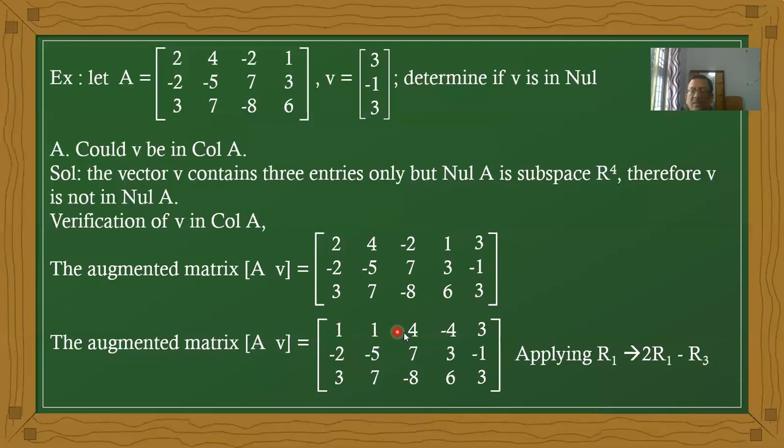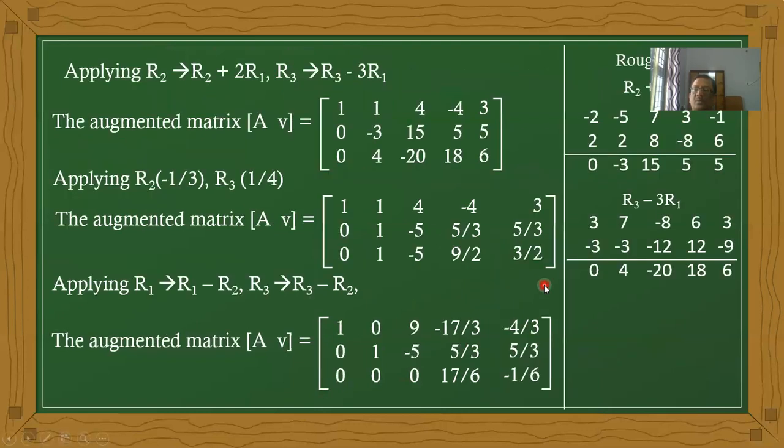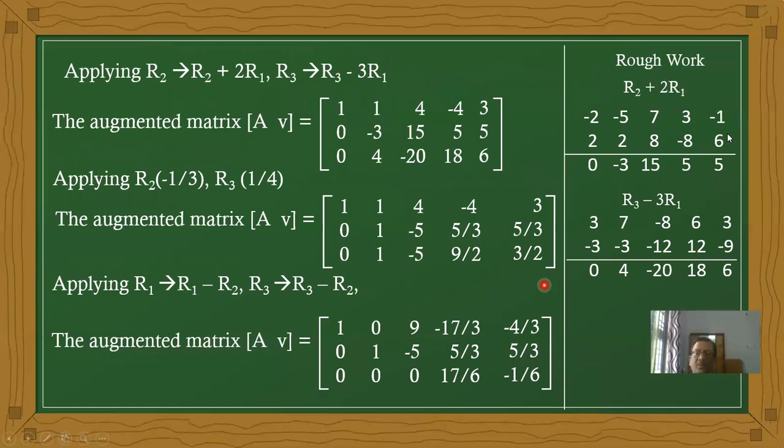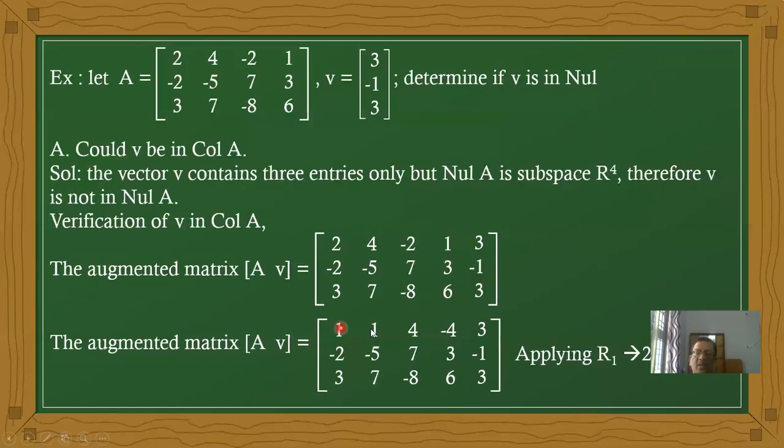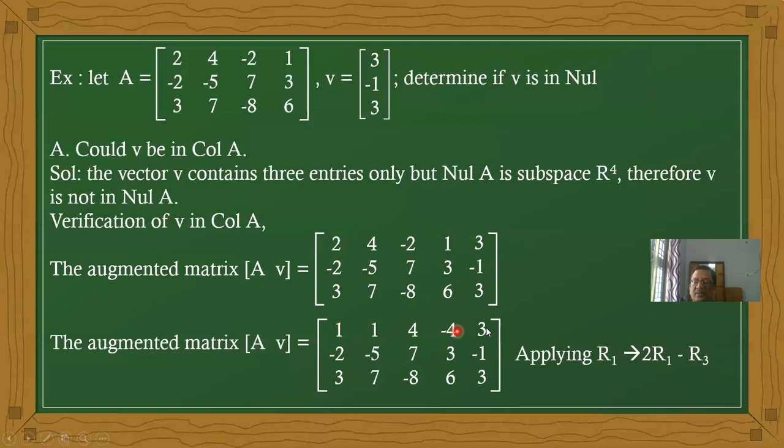Therefore, the first row becomes 1, 1, 4, minus 3, 3 now. We are applying this operation in the first row now. What is it? 2 times R1 minus R3. With the help of this operation, we are converting the leading coefficient to 1 now.